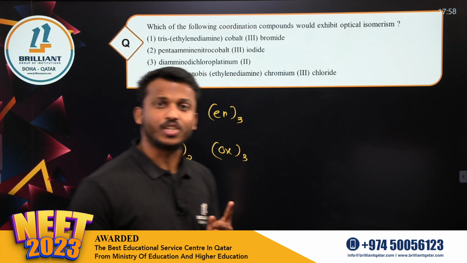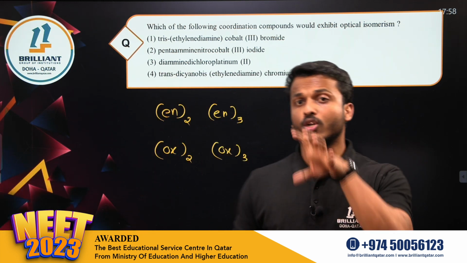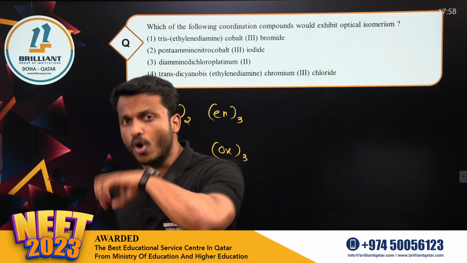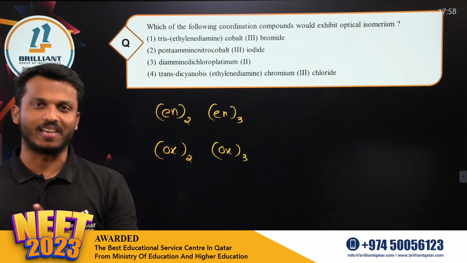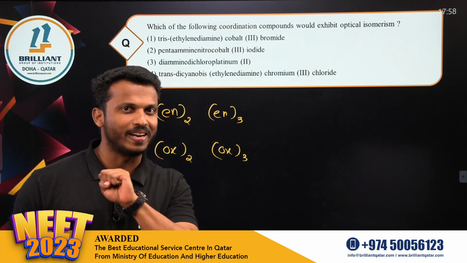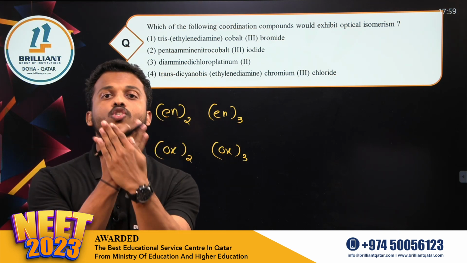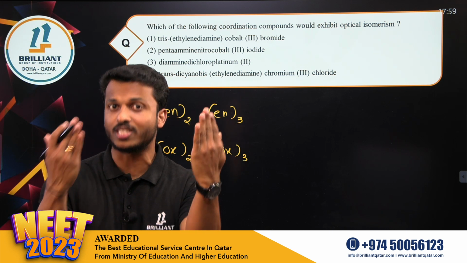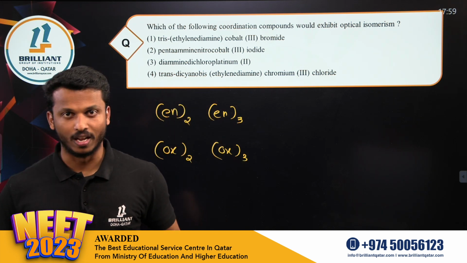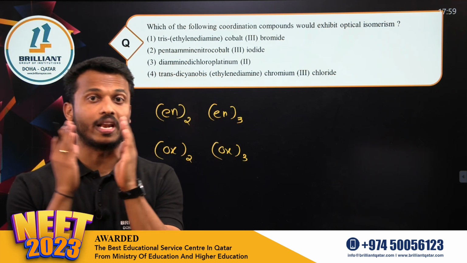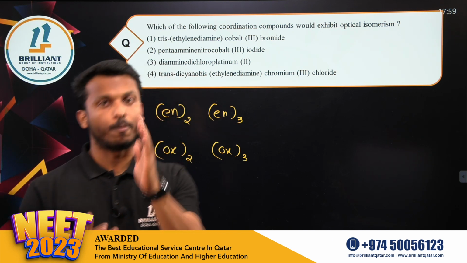So what is the first condition in order to show optical isomerism? The compound should contain 2 or 3 identical bidentate ligands. That's not enough. What is the second condition? The second condition is that the mirror images should be non-superimposable. When you take the mirror images, they should be non-superimposable. If these two conditions are satisfied, we can say the compound can exhibit optical isomerism.